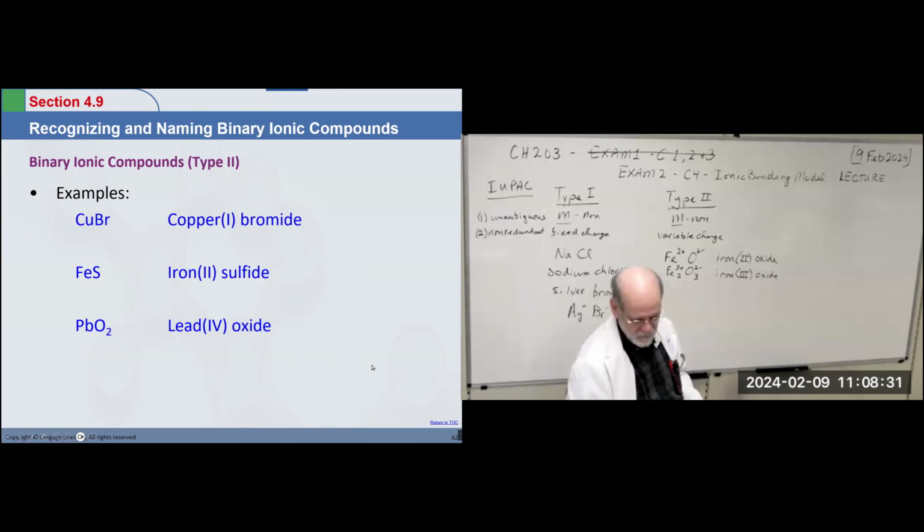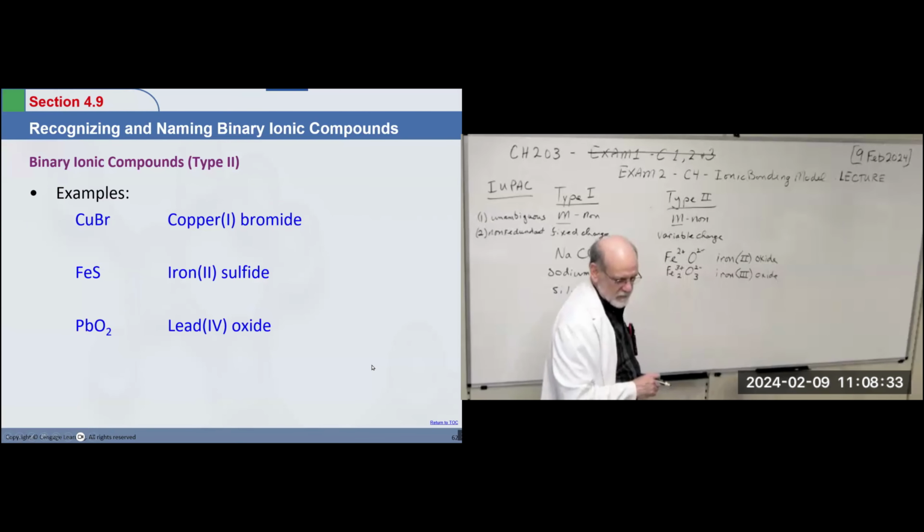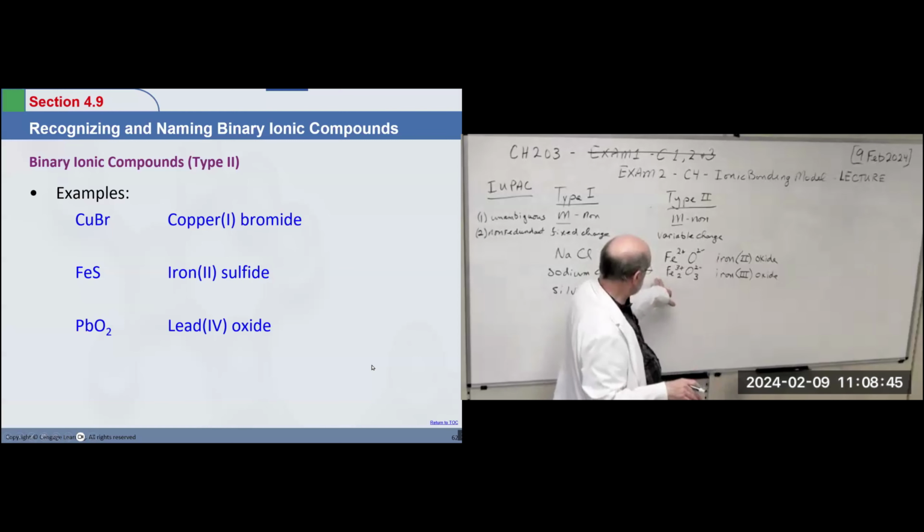Okay, we got some examples here. So copper is one of those that can have a +1 or a +2 charge. So when we combine it with something, we have to say what the charge is. Iron, we did iron already. Instead of oxygen, we could put sulfur in there.